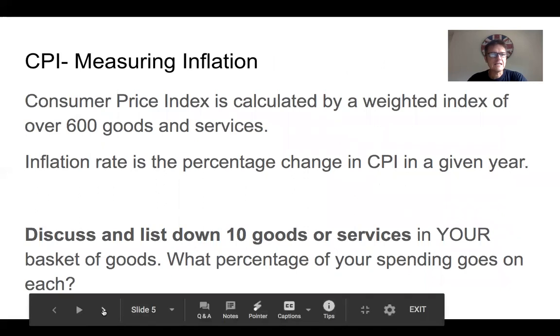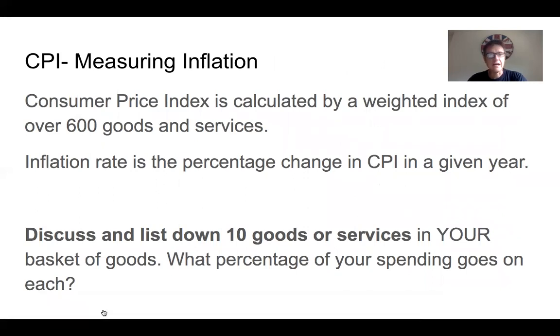Okay, so how do we actually calculate inflation? So remember, with economic growth, we had GDP. As with GDP, there are lots of different ways of measuring inflation. You'll find there's CPI, RPI, and a few variants of those. In your syllabus, they focus primarily on the CPI. It's called the Consumer Price Index, and it's a weighted index of over 600 goods and services. And that index, that basket of goods, is how we calculate from year on year how much in percentage terms it changes.